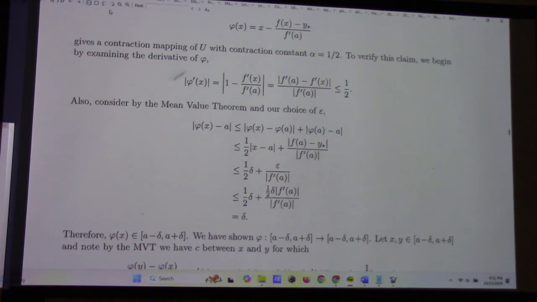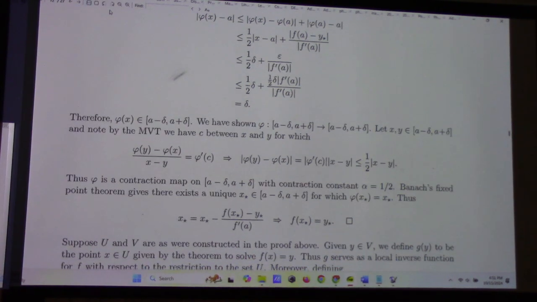then what happens? Well, by the mean value theorem, there exists a c such that the difference of phi of x and phi of y is phi prime of c, when we look at this, right? And so the absolute value of this is equal to that, but that's less than or equal to 1/2. So indeed, the contraction constant is 1/2. And as such, we can apply Banach's fixed point theorem, and we get a unique x star in this closed interval for which phi of x star is equal to x star.